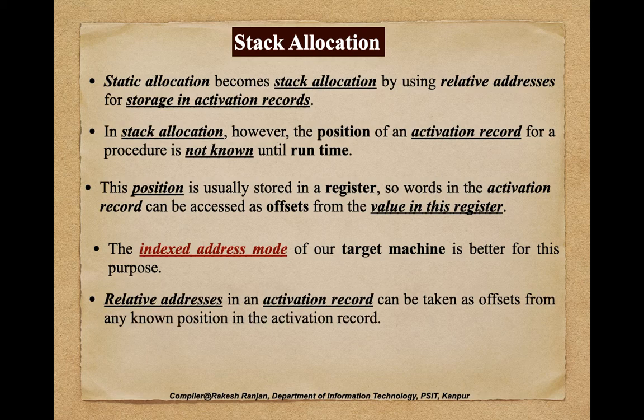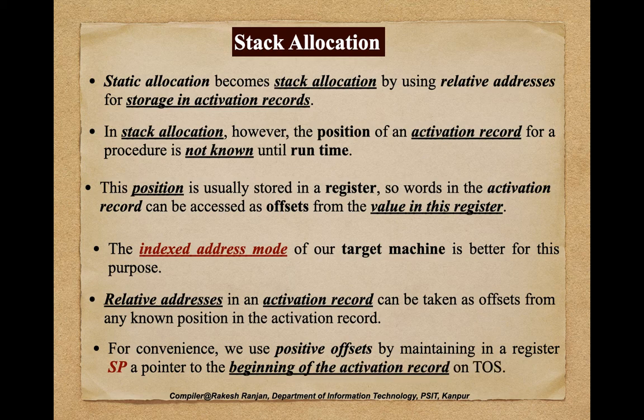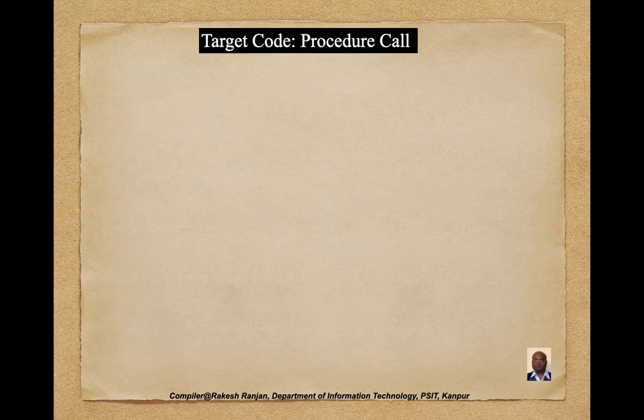So here we will use the indexed address mode. The relative address in an activation record can be taken as an offset from any position of the activation record. For convenience, we use a positive offset by maintaining in a register SP, which stands for the stack pointer register, the beginning of the activation record on the TOS, that is the top of the stack.